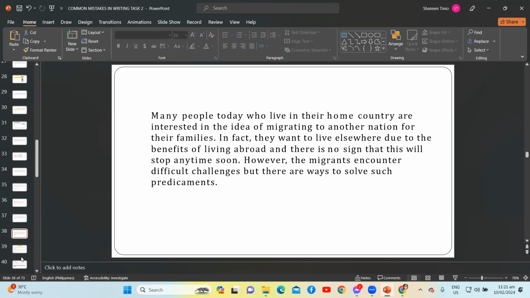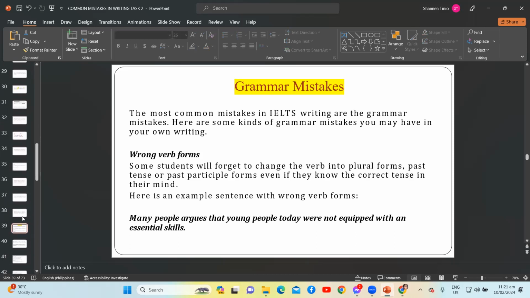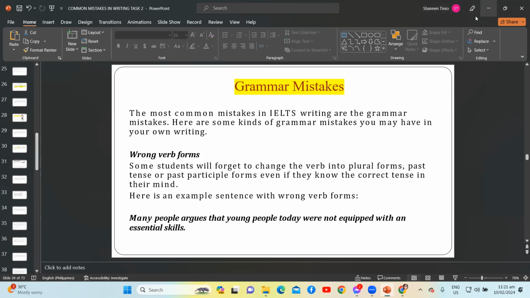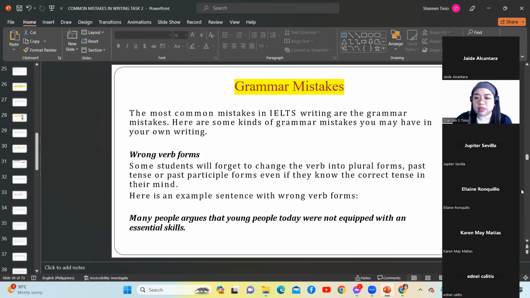Ito yung sumunod. And then, of course, grammar mistakes should be corrected as well. However, guys, we can no longer tackle the rest of this at napakahaba pa. We can continue it on our next class, our next lecture. And 3 hours na din po tayo dito. Thank you for all of those who stayed until the end. Hindi niyo ako iniwan. Okay.